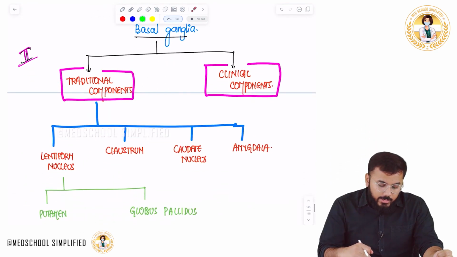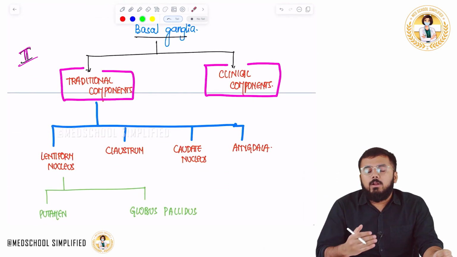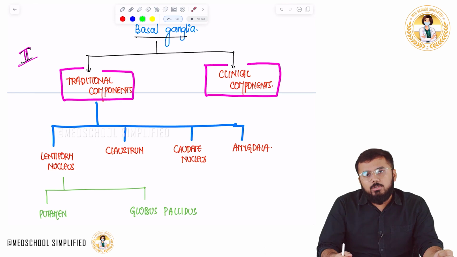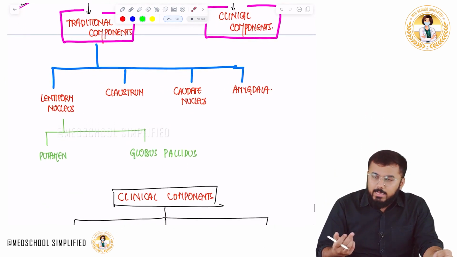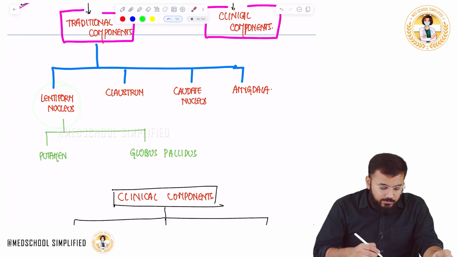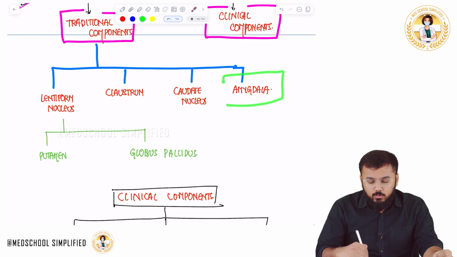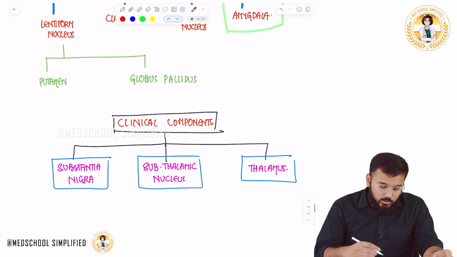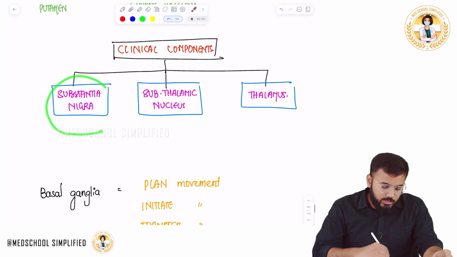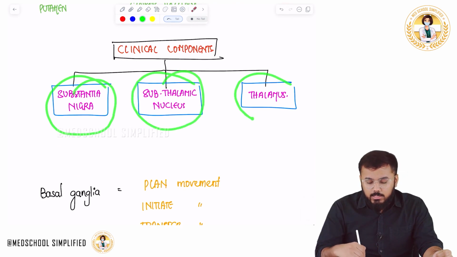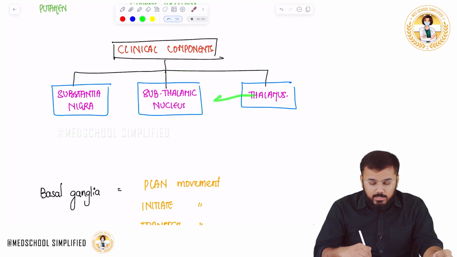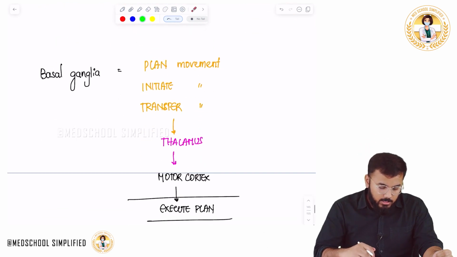So the next important classification is divided into traditional components and clinical components. Traditional components are again the same, but one thing is different. Lentiform nucleus, claustrum, caudate nucleus are the same. Amygdala is a new one. Clinical components are substantia nigra, subthalamic nucleus, as well as thalamus. Beneath the thalamus, you have the subthalamic nucleus.